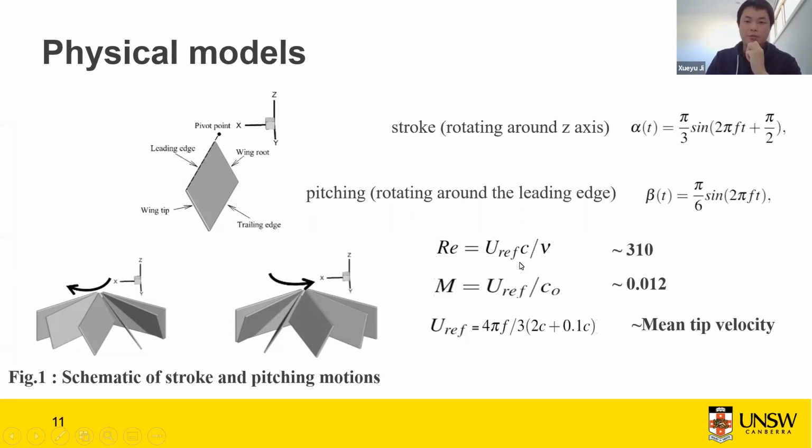The Reynolds number we chose is 310. It is a reasonable Reynolds number for insect flight. And the Mach number is chosen as 0.012. It's also a reasonable Mach number for insect flight. The reference velocity is the mean tip velocity. And the flapping frequency in this case is 0.2, which means that the f here is 0.2.